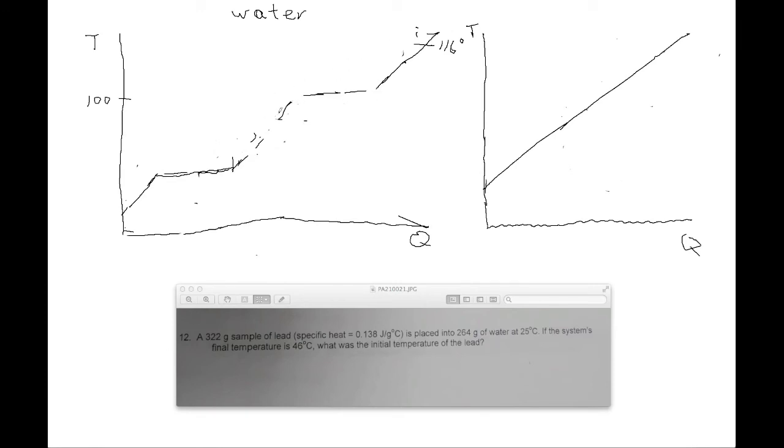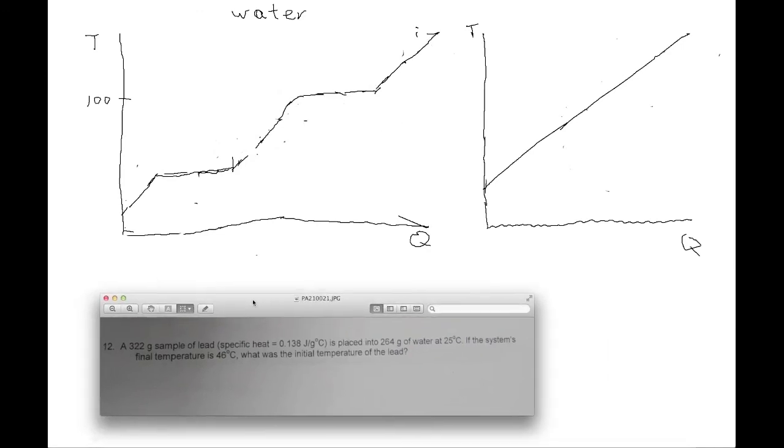For example, if you had specified to yourself that in step two we were going from steam at 100 degrees Celsius to liquid at 100 degrees Celsius, that might have reminded you that that should be a negative heat exchange, which was the main problem we had in the last problem. All right, so now let's try number 12.